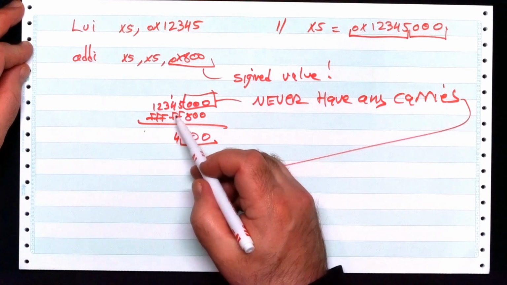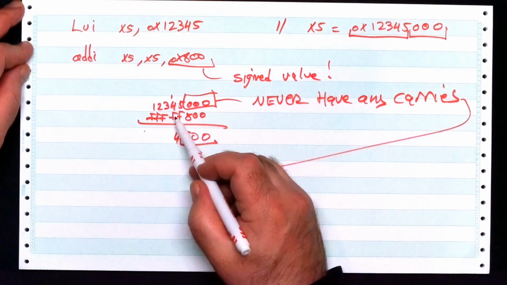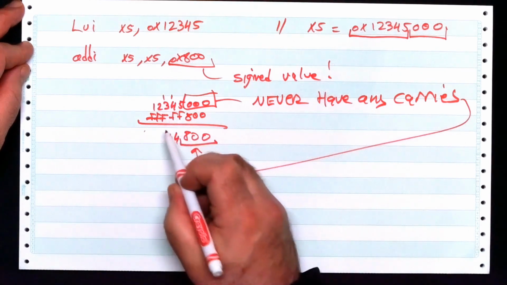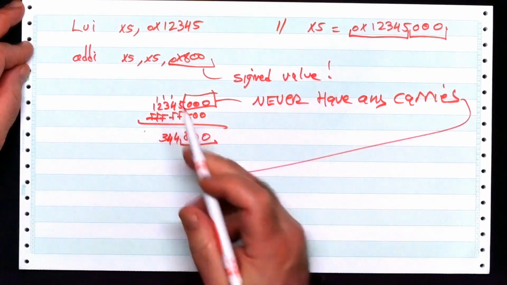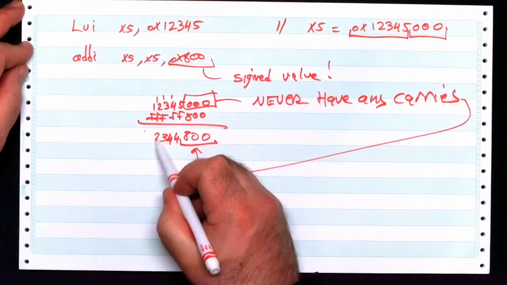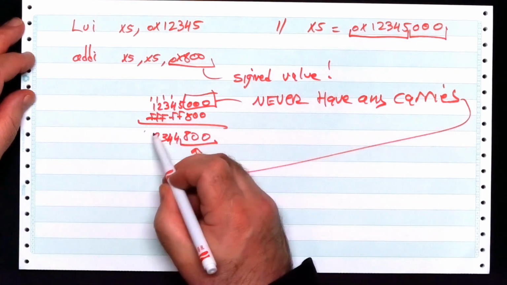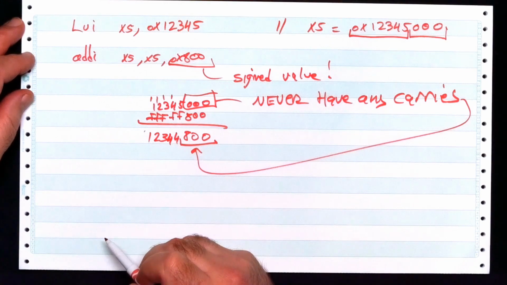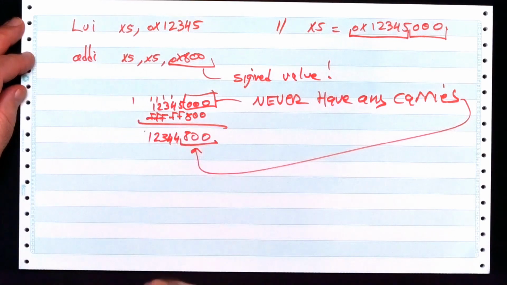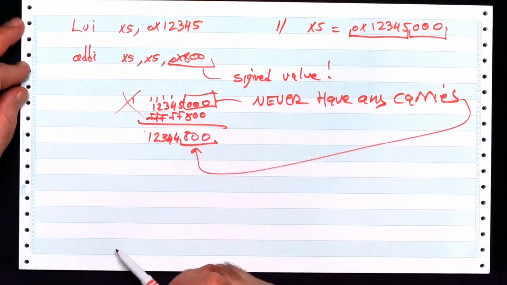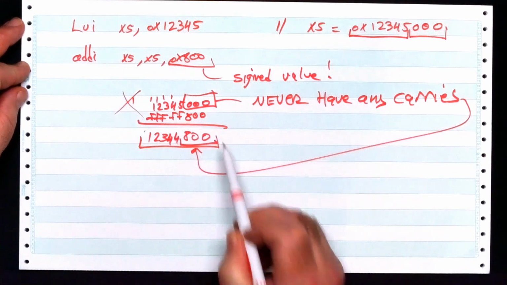What do we get if we do this? Well, 4 plus 1 is 5, plus F is 4 with a carry. 3 plus 1 is 4, plus F is 3 with a carry. 2 plus 1 is 3, plus F is 2 with a carry. 1 plus 1 is 2, plus F is 1 with a carry, all right? Now, this carry is thrown away, and this is our result, okay?